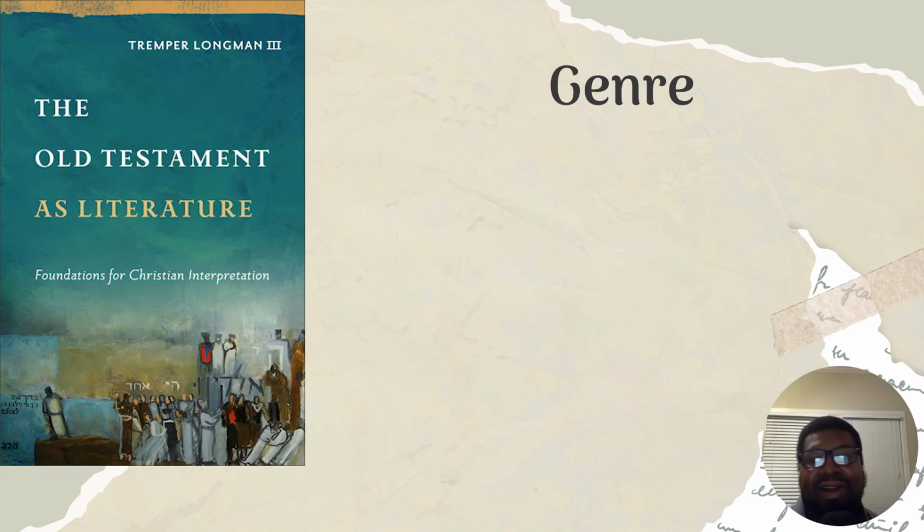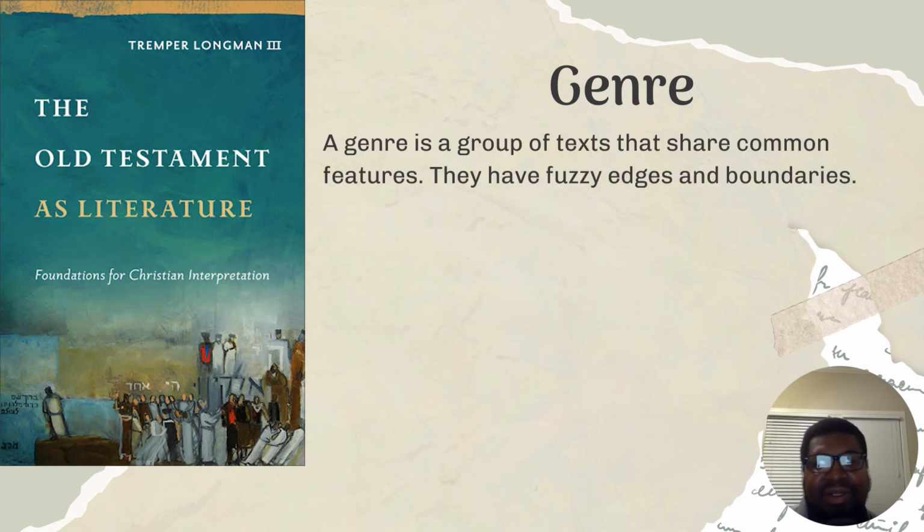So, in light of all of that disagreement that exists within genre studies, especially when it comes to Old Testament literature, Longman is pretty much going to have a similar view as Brown, where he's going to argue that a genre is really just a group of texts that share common features, and they have fuzzy edges and boundaries. He wants to avoid a strict view of genre and have a more fluid view of genre.